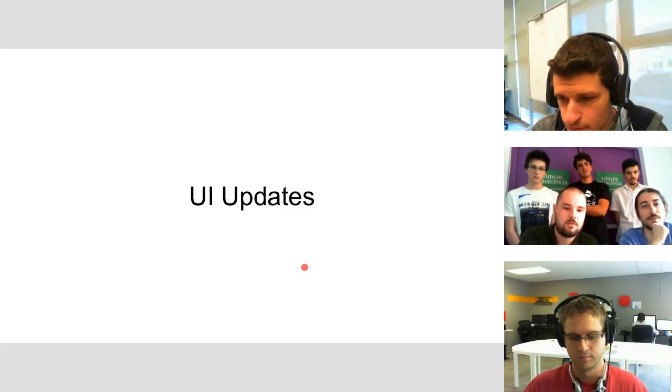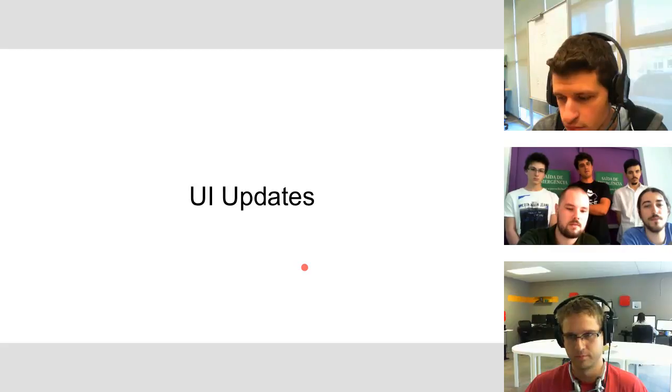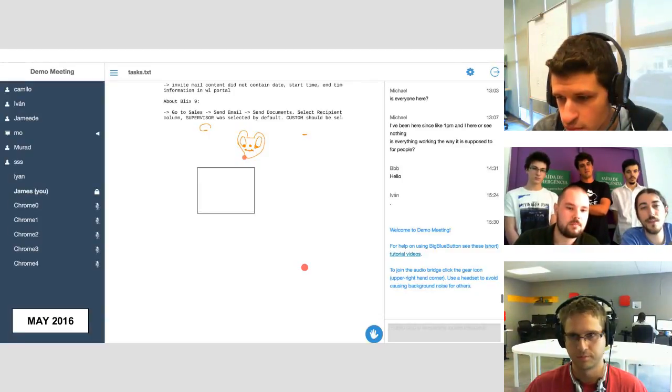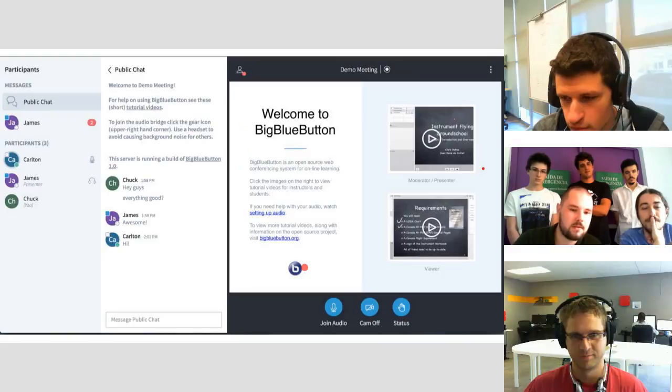So let's talk about some user interface updates. Here is a screenshot from the HTML5 client from May 2016. And here's a screenshot of the current client. As you can see, we have a totally new design. Everything is more clean and easy to find. Users now have avatars. We have an unread counter for messages in the public chat or private chat.